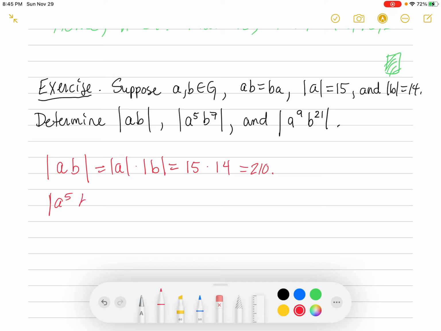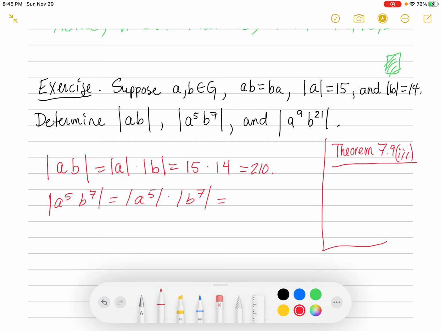The next one, we want to find the order of A to the 5th, B to the 7th. So according to our theorem, we can break this apart. This is going to be the order of A to the 5th times the order of B to the 7th. Now, how do we find the order of A to the 5th? Well, go back to Theorem 7.9 part 3, the one that I showed. And it says that the order of A to the K is the order of A divided by the greatest common divisor of the order of A with K.